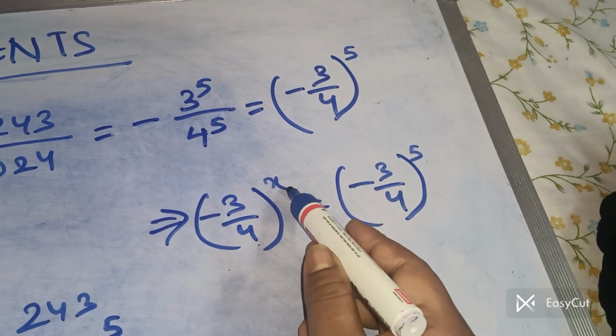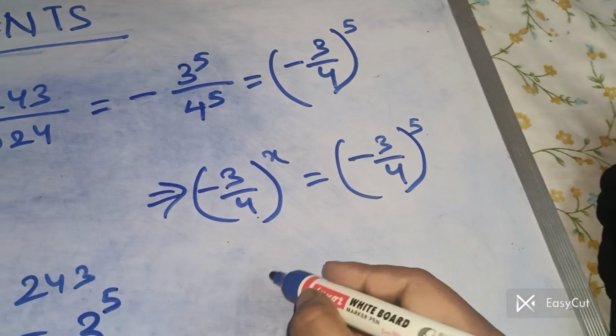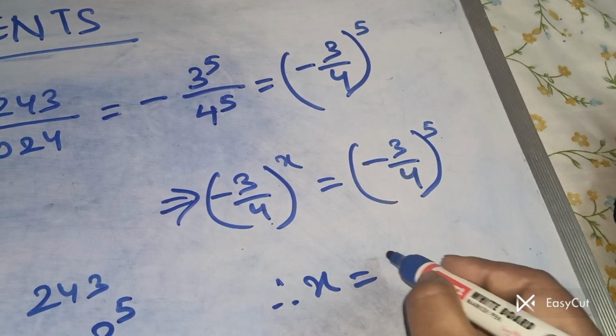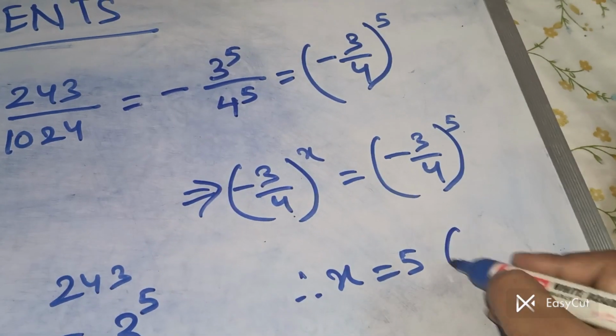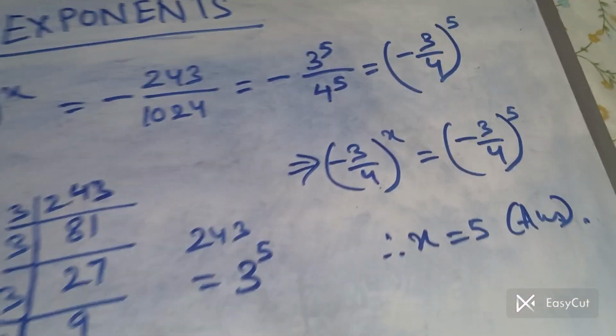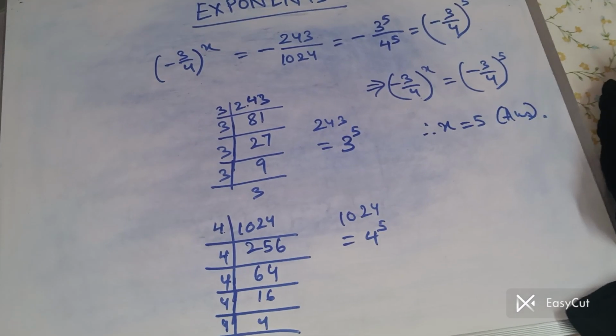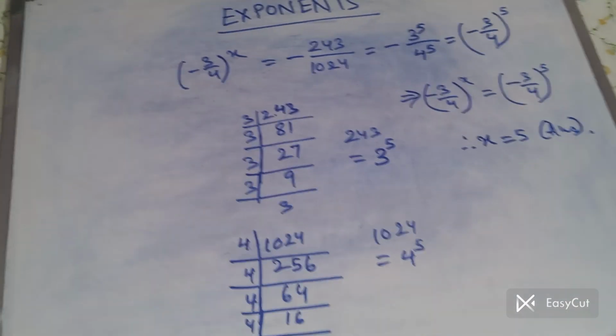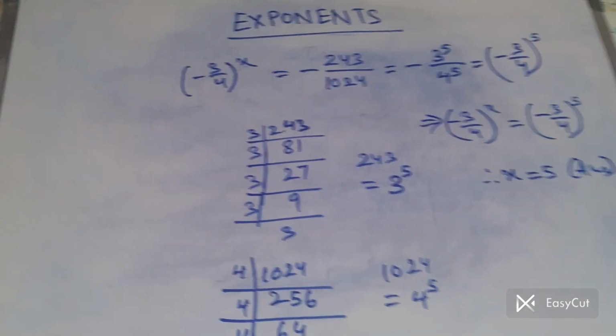Minus 3 by 4 whole to the power x, and here minus 3 by 4 whole to the power 5. So therefore we can see that x will be equal to 5. So this is your answer. I hope this question is clear to you. This kind of question is there in ML Aggarwal, and this is a very good and important question also.